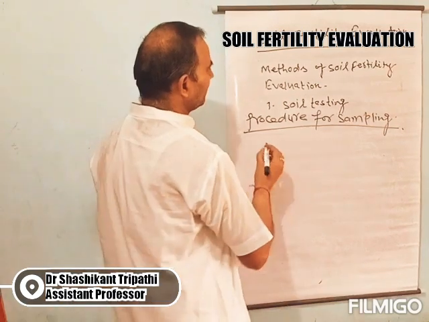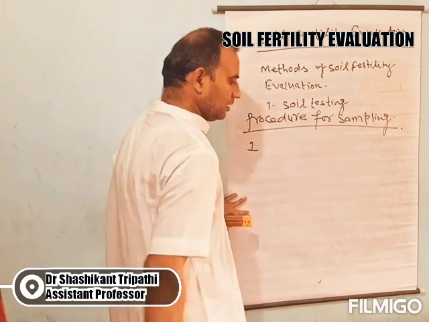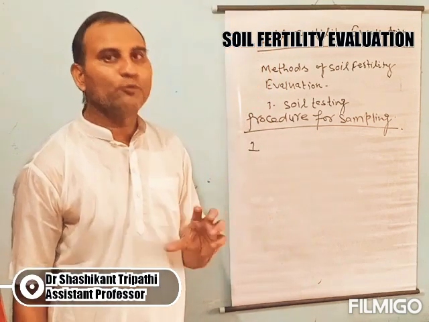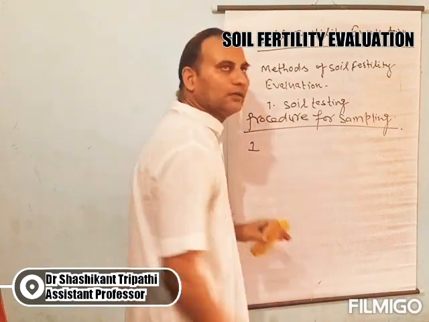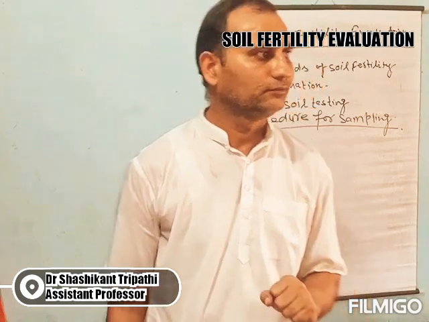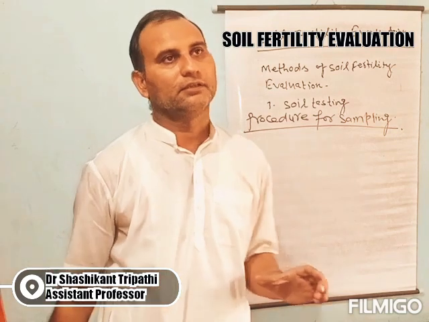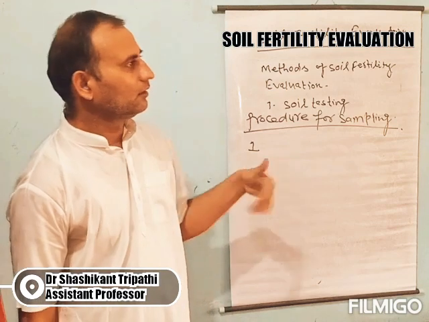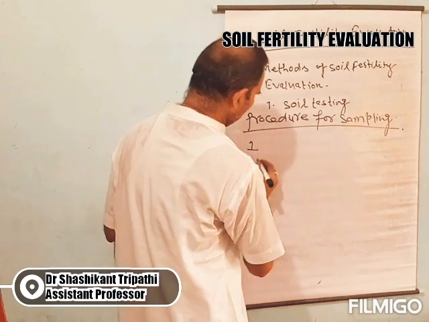First one is, divide the field into the different homogeneous units based on visual observation and farmer's experience. First of all, you should divide the field in different homogeneous units based on visual observations and farmer's experience.